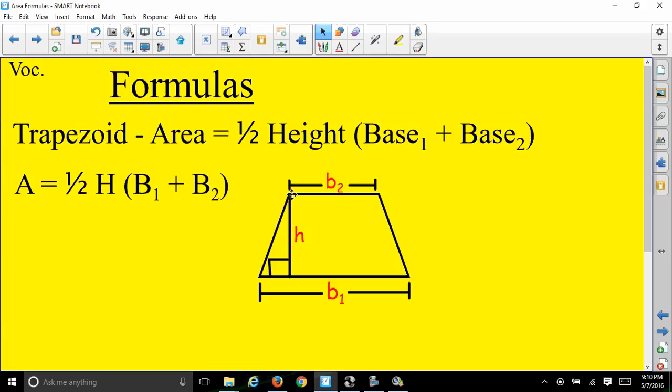I want you to notice, because if you flipped it, rotated it upside down, you could sit it on the bottom base as well as the top base here. So base 1 and base 2 can be added together to give us one base, and then multiply by the height and take half of that. So the area formula is A equals 1/2 times height times base 1 plus base 2. So remember, add the two bases first, then multiply by height and take half of that.